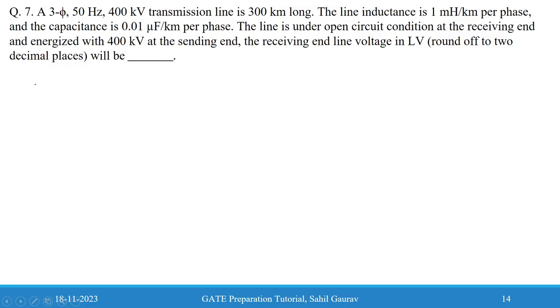Now coming to the last problem of today's session. Here it is given as a three phase 50 hertz 400 kilovolt transmission line, 300 kilometer long. The line inductance is 1 millihenry per kilometer per phase, and the capacitance is 0.01 microfarad per kilometer per phase. The line is under open circuit condition at the receiving end and energized with 400 kilovolt at the sending end. Find the receiving line voltage in kV.